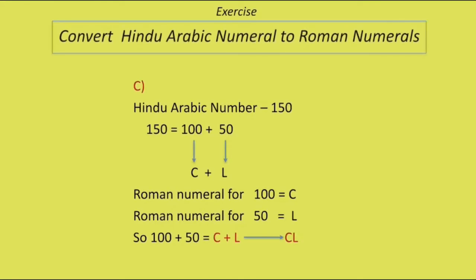Here we have taken 150. Write it in expanded form as 100 plus 50. Write the Roman numeral for 100, that is C, and the Roman numeral for 50 is L. Add 100 plus 50, that means C plus L. So finally the Roman value of 150 is CL.